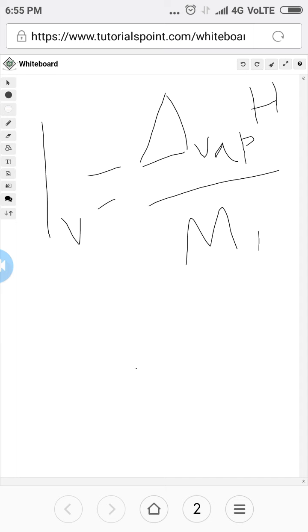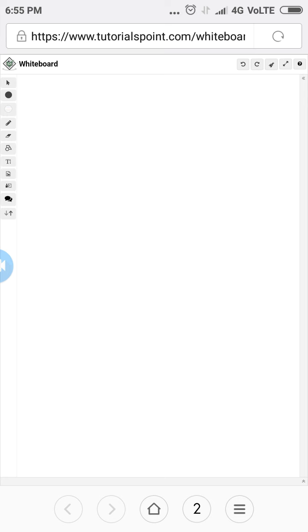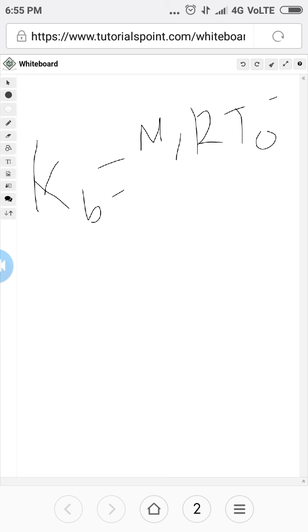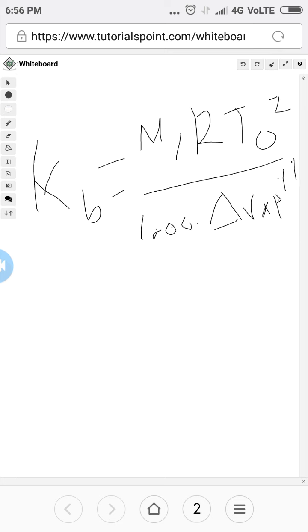The value of LV is put in the previous formula. We get Kb is equal to M1 R T naught squared by 1000 into delta vap H, the enthalpy of vaporization.